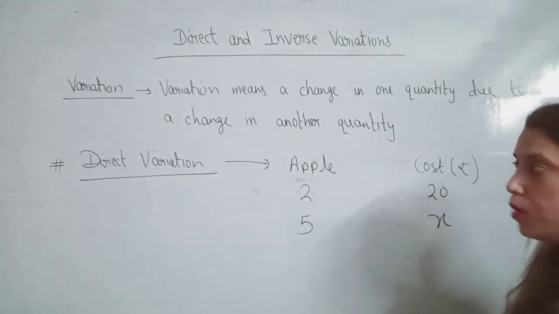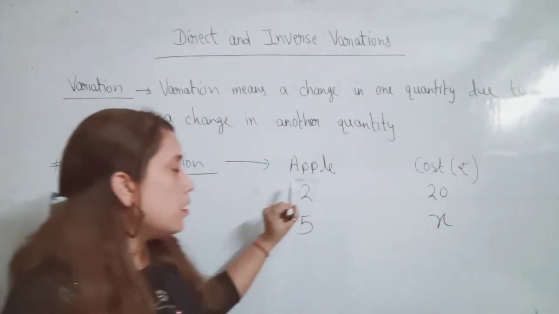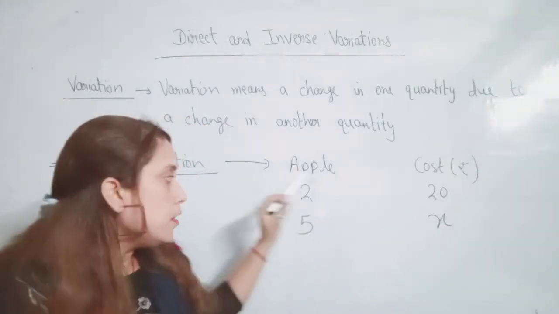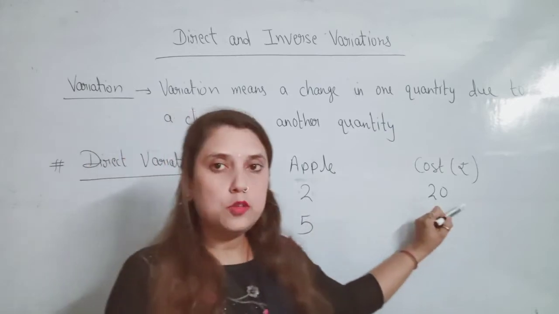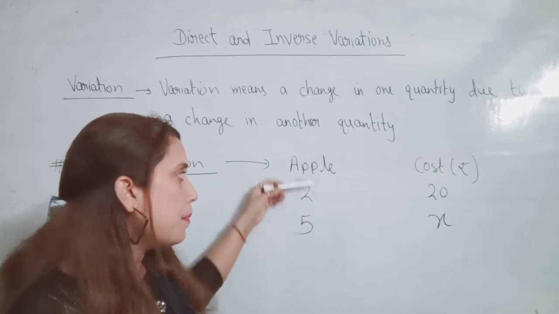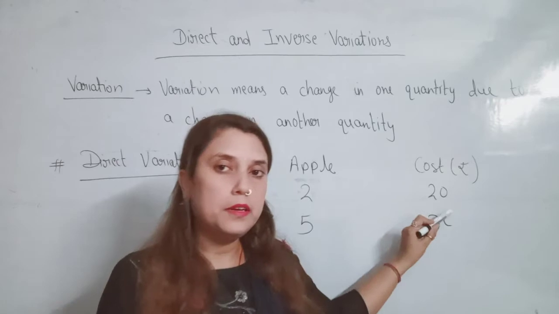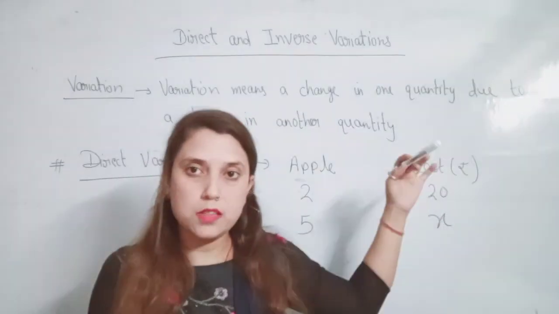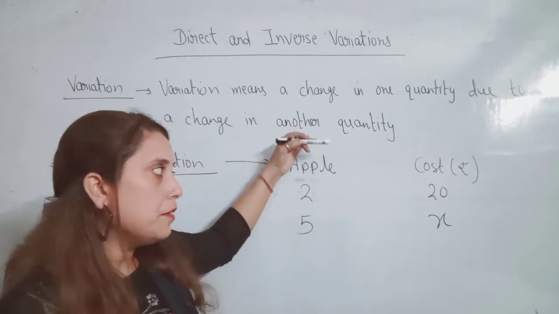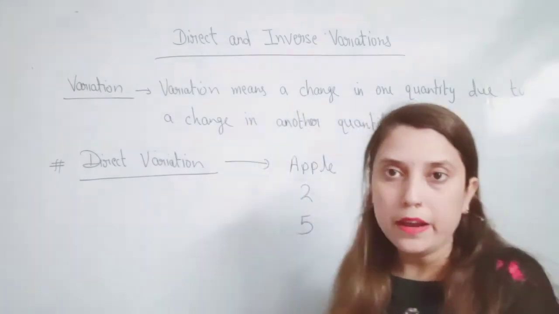So how to use the arrow method? First we check whether the variation is direct or inverse. The cost of 2 apples is rupees 20. So for the cost of 5 apples, the quantity of apples is increased, so the cost will also be increased. Both quantities increase, the number of apples increases and the cost is also increased. So here we are using direct variation.